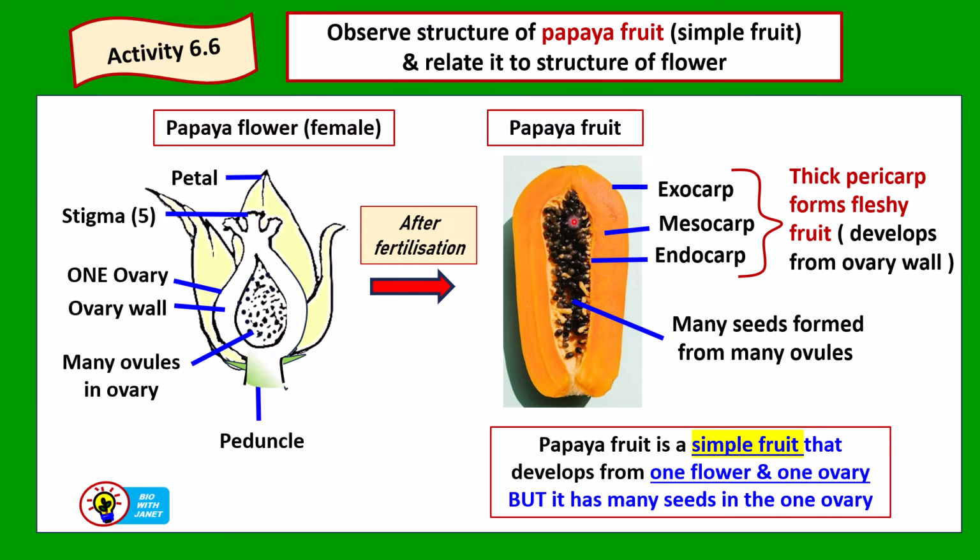That does not determine the type of fruit. The number of seeds does not determine the type of fruit. It's the number of ovaries that form the single fruit. So there's only one ovary involved. So it is a simple fruit. Okay.